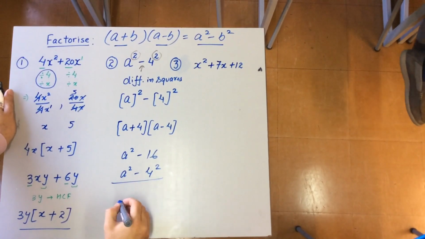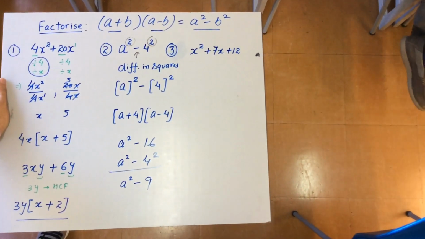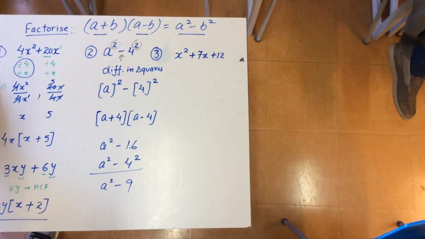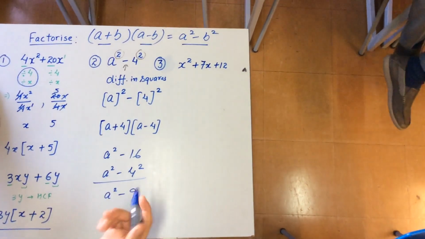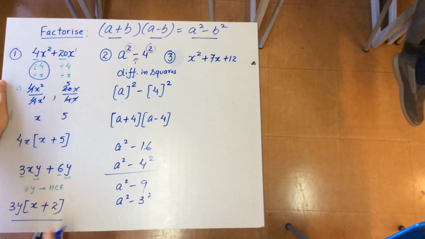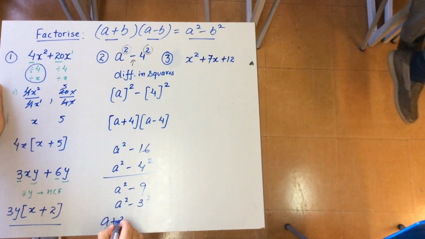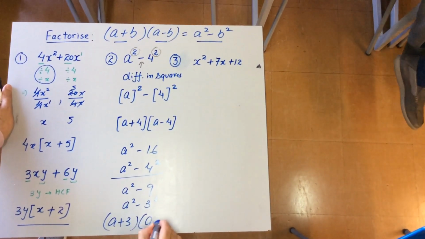Okay, let's take another example: a square minus 9. What is a square minus 9? What is 9? 3 square. So we can say a square minus 3 square, and you can apply the same strategy. So you will get a plus 3 and a minus 3.